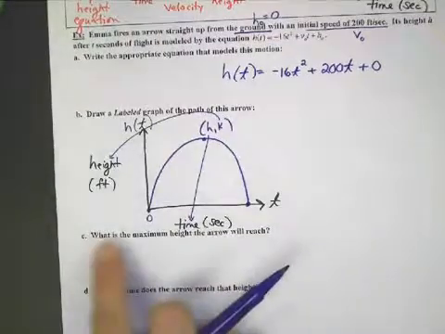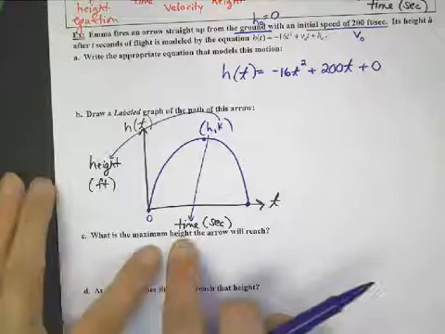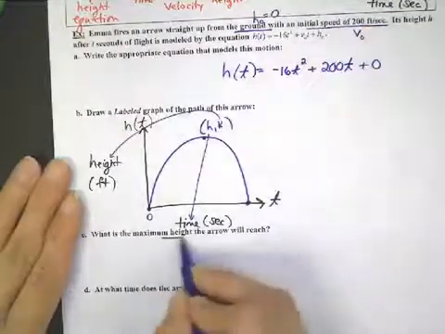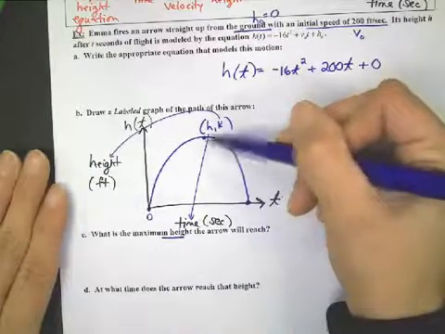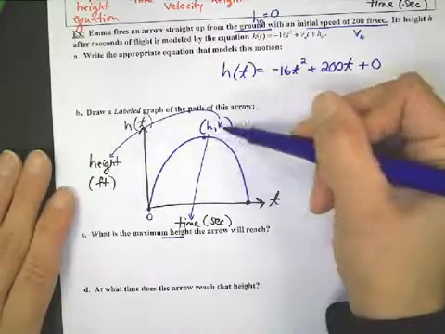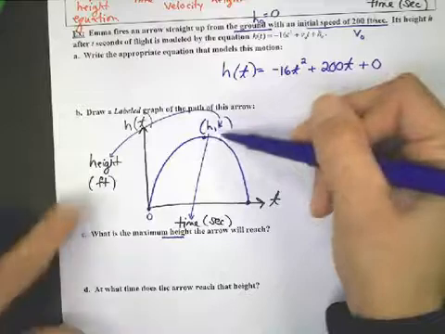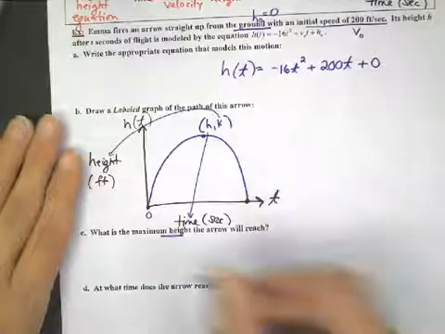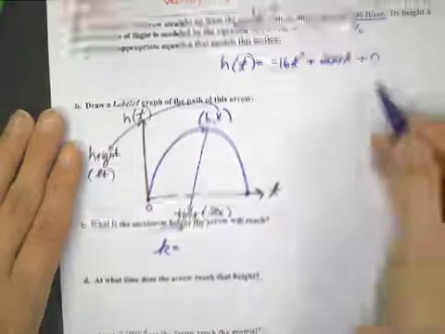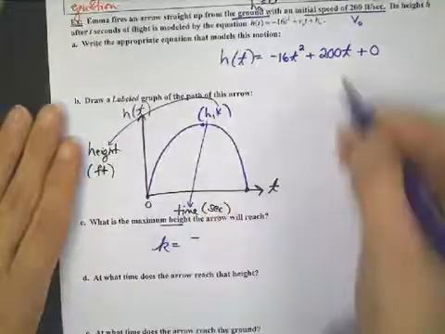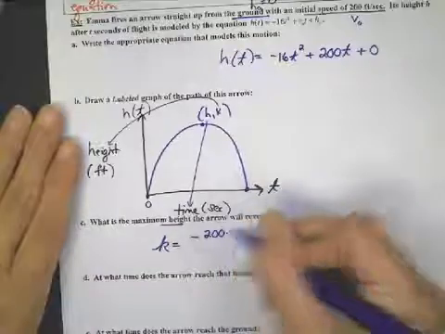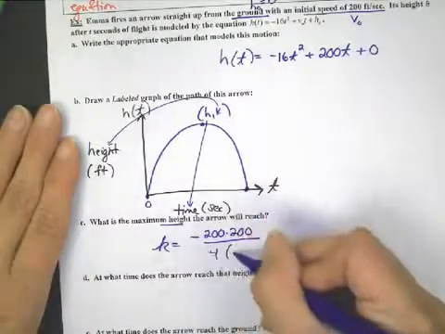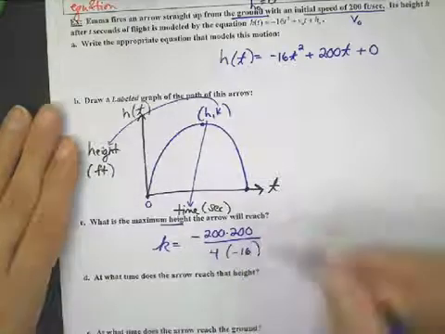The first question says, what is the maximum height? Well, here's the maximum point, and I want the maximum height. So should I find the H, or should I find the K value for height? That's the Y value, so I need to do a K calculation. K is C minus B squared, 200 squared, over 4A. 4 times negative 16.